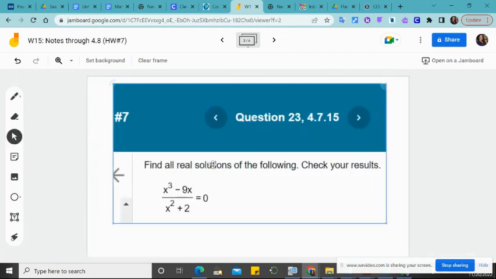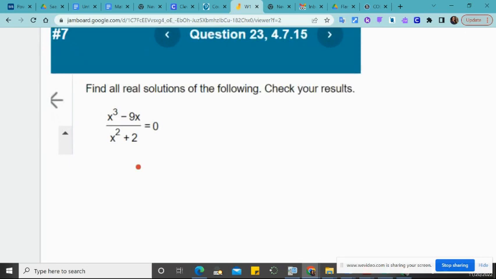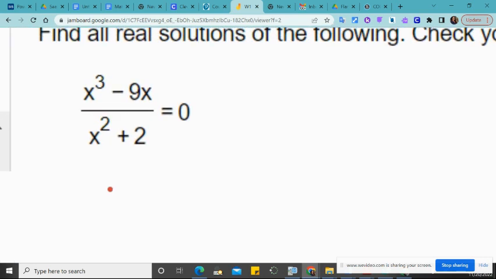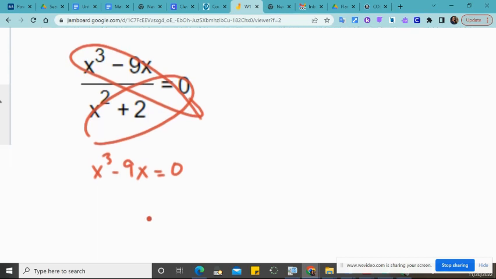There's another one. Find all real solutions of the following. I'm going to make this a little bit smaller so I have more space to write. If I did cross multiply here, I would get 0 there, right? So really, I just have x cubed minus 9x equals all that stuff times 0, so 0. If I try and solve this, let me see if I can use the product rule. Zero product property is what I meant to say.